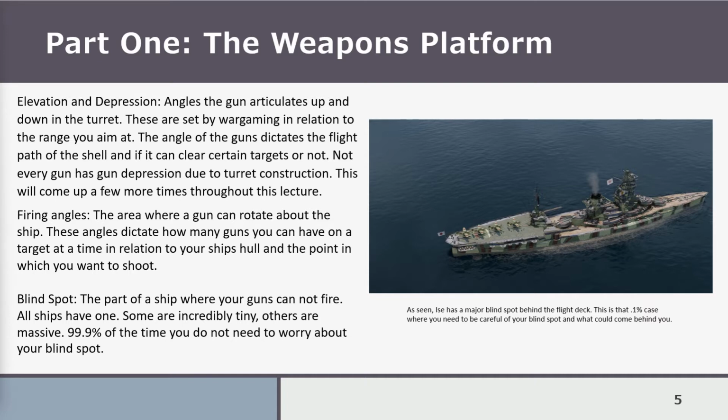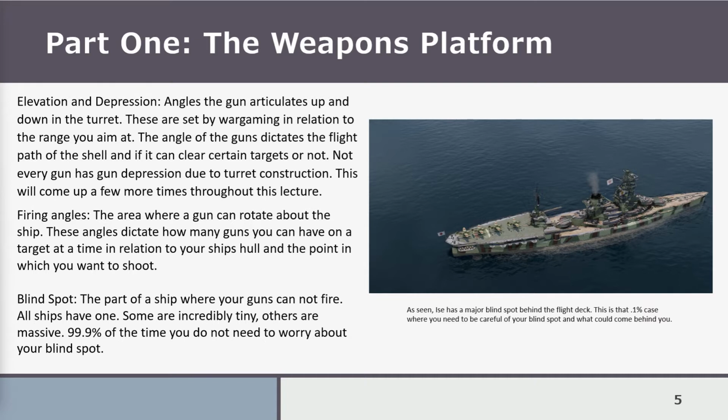Next is firing angles. These are the angles where your guns can rotate about the ship. These angles dictate how many guns you can have on a target in relation to where your hull is. And your blind spot. This is a part of the ship where your guns cannot fire. Every ship has one of these. Some of them are super small and really don't matter, and some of them are big.